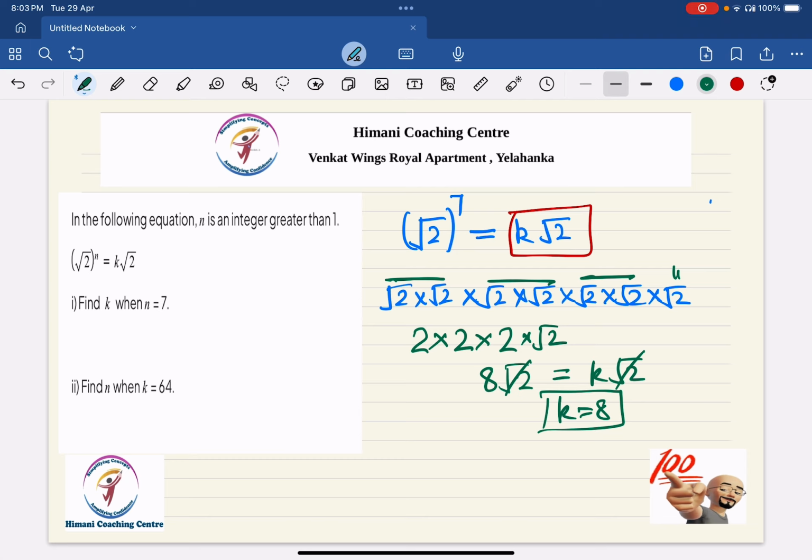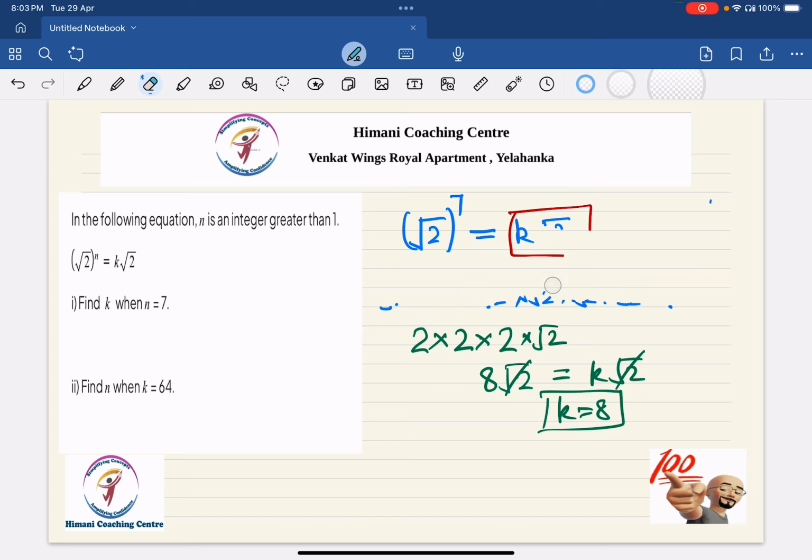Now the previous method is useful if, let us say, they had given us root 2 to the power 17. It would be a bit cumbersome to do this 17 times. So you can just watch the video again and look at that step. That is also doable. Okay. Now let us look at the other part, which is the B part.